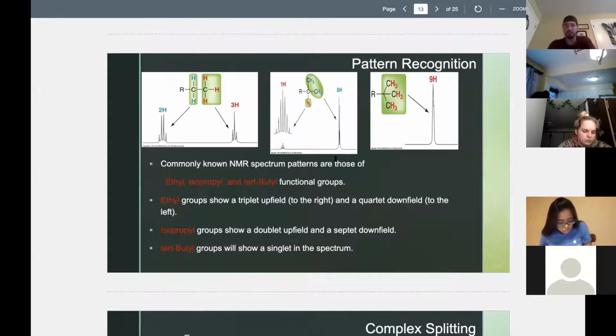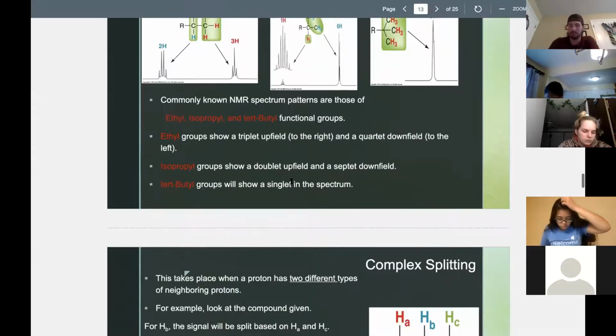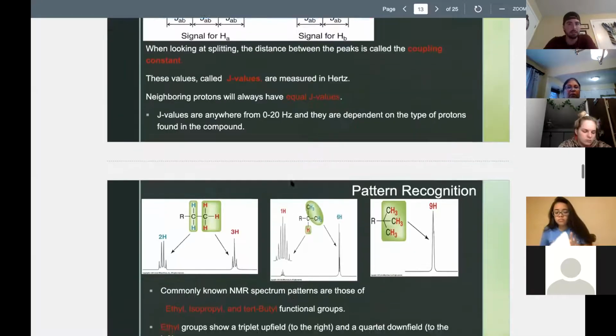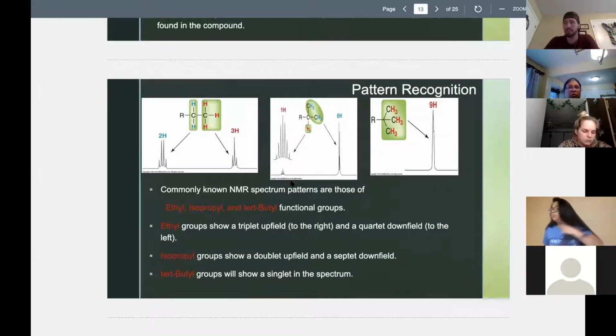And then finally, this tert-butyl group will only appear as a singlet because there's no neighboring proton affecting the 3 methyl groups. So there will only be 1 peak. And since there's 3 methyl groups, 9 protons total, it'll have a really strong signal because there's 9 of those protons present. And then I think that's it until the example.